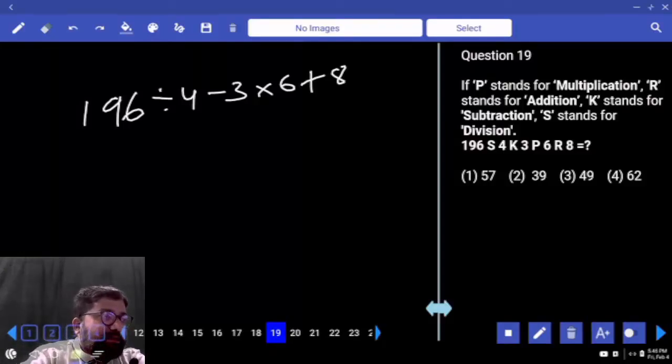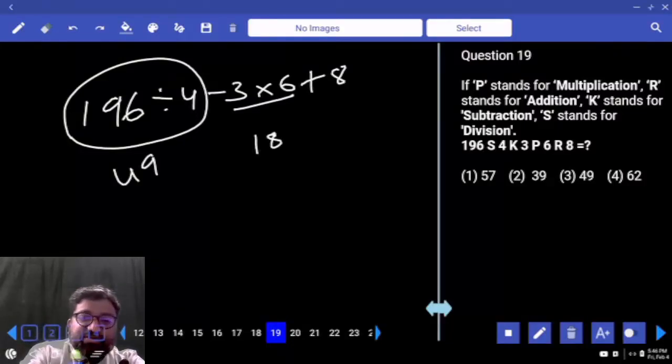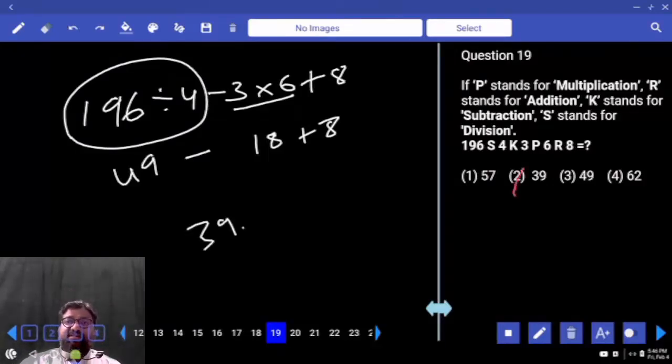Right? So when we do division, what do we get? Tell me. 49. 4 4s 16, remainder 3, 36, 49. So this is 49. Anyway, minus will come in the last. Multiplication next. 18. Right? So directly 49 minus 18 plus 8. What's your answer? 39. 39 is the answer. Second option.